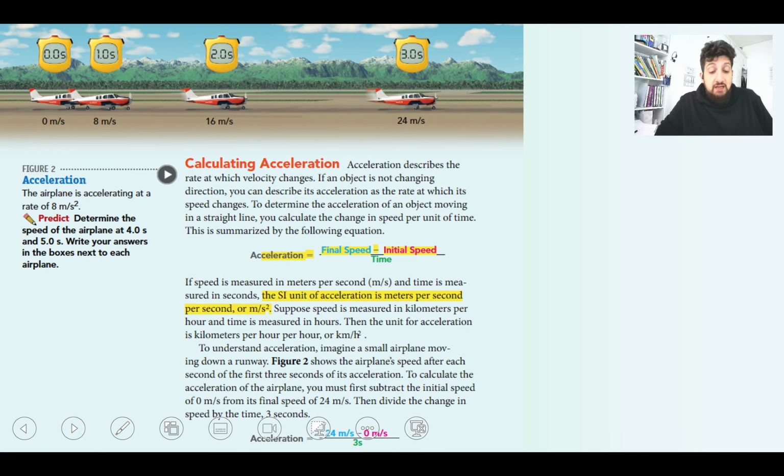So how do we calculate acceleration? Well, let's see. Here we have an airplane, what looks like a Cessna, one of those small planes.